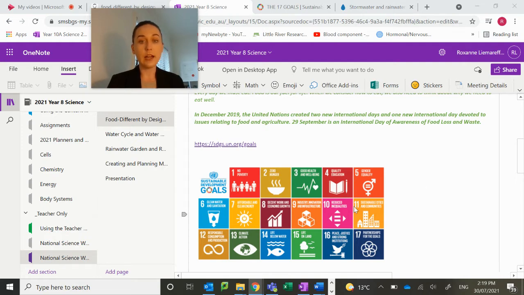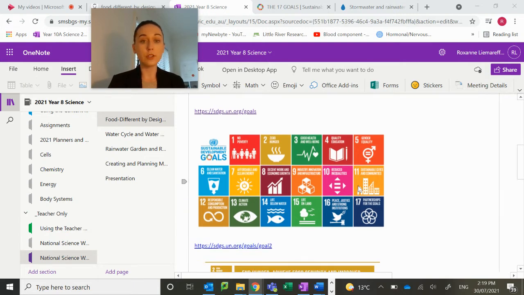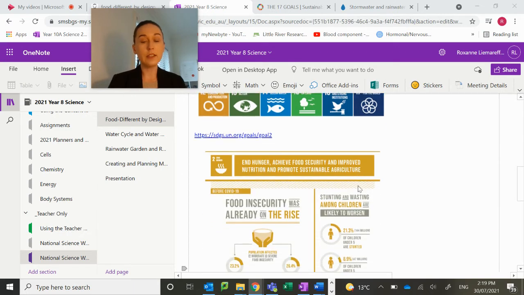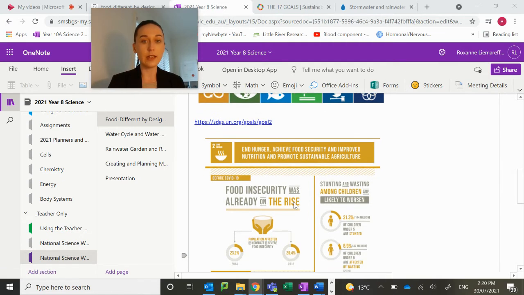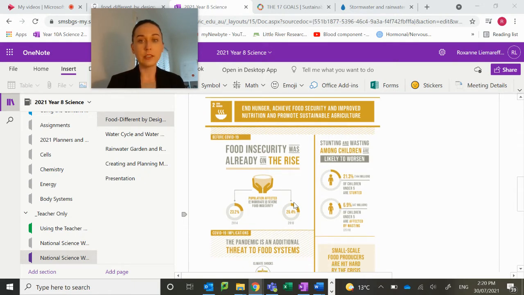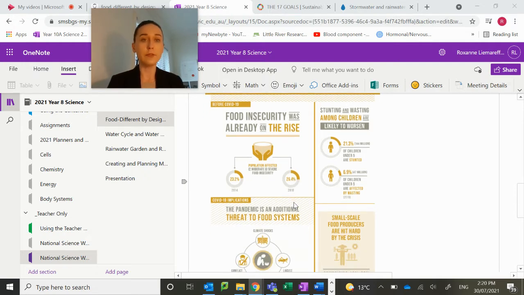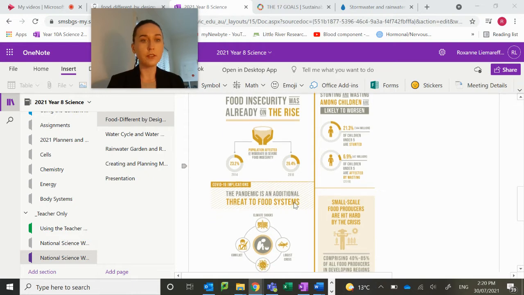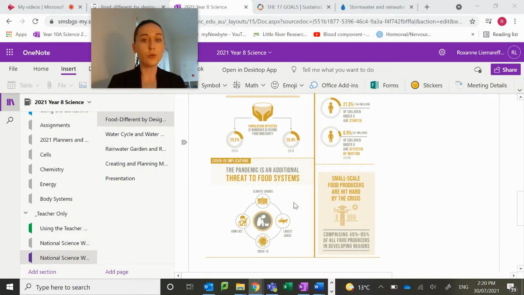So I've got this image here where it's got all of the different sustainable development goals, and we will be focusing on the second one, so zero hunger. This is a really awesome tool, this website here, where we can have a look in more detail at the second goal, about ending hunger, achieving food security, improving nutrition, and promoting sustainable agriculture. Currently, we're living in a really interesting time, and there are COVID-19 implications. The pandemic is an additional threat to our food systems. So, the small-scale food producers are hit the hardest by this crisis, compromising 40% to 85% of all food producers in developing regions.